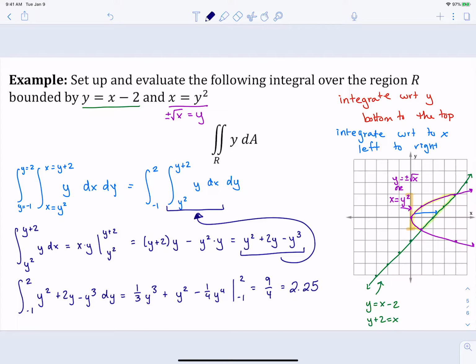We will do a lot more examples in class. We'll look at swapping those limits of integration and doing all sorts of things.